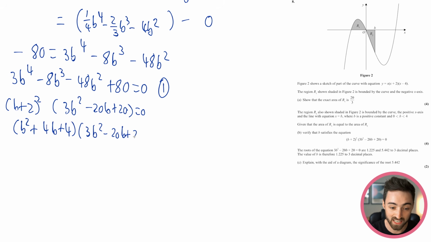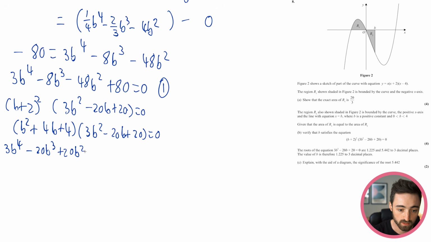So it's going to get a bit messy, but probably a bit less messy than other methods, right? So I'm just going to do b squared times by all of this, then 4b times all of that, then 4 times all of that. So I mean, let's just get cracking. So b squared times 3b squared is going to be 3b to the 4 minus 20b cubed plus 20b squared. 4b times that is going to be plus 12b cubed minus 80b squared. It's mad, innit? But that's what we're doing in A-level maths. Minus 80b squared and then plus 80b.